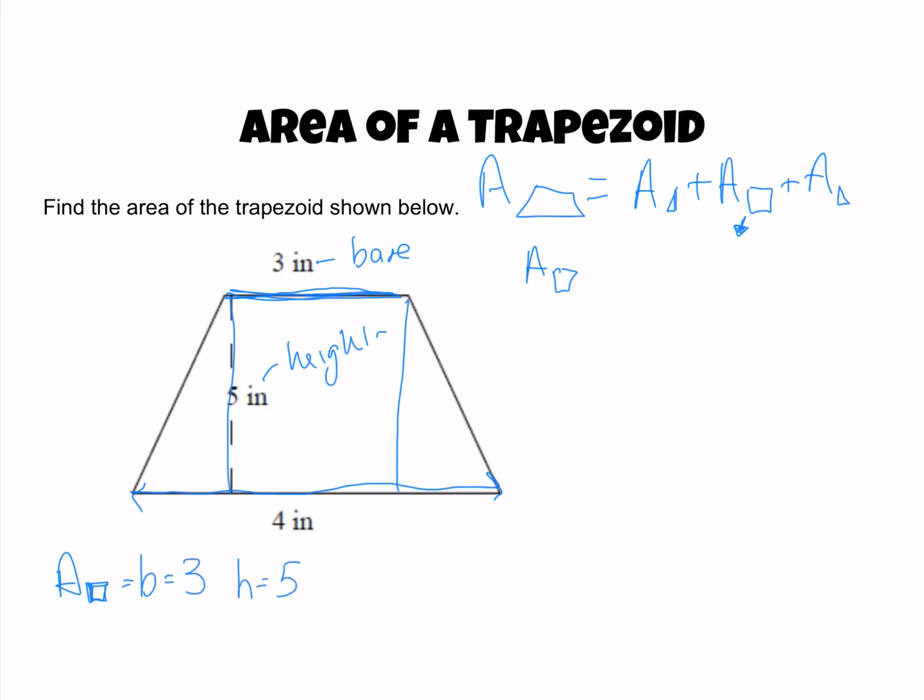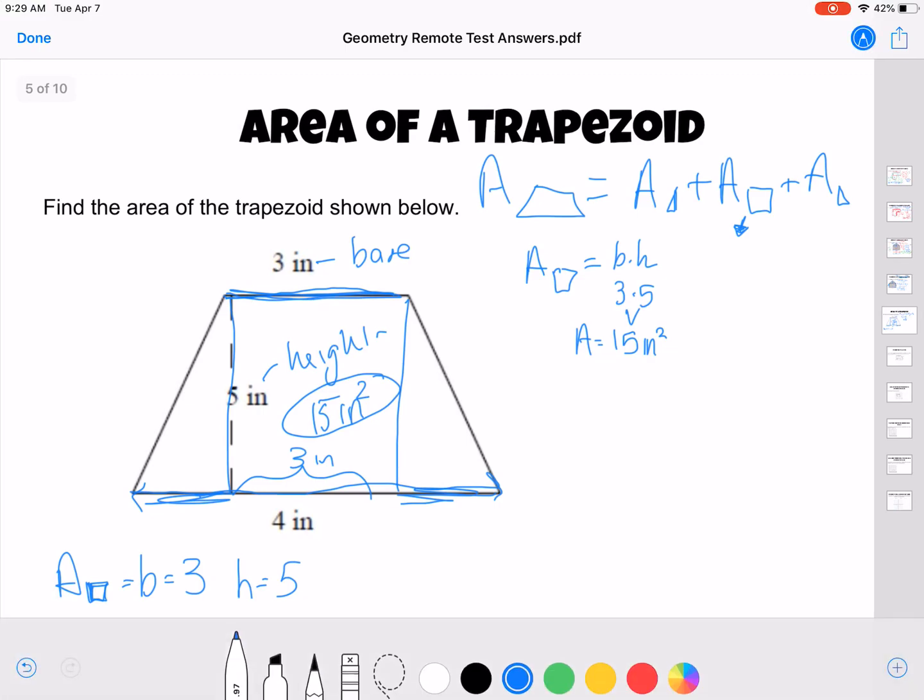Now, I'm not using this 4 because the 4 includes this side here and this side here, but I am going to make a note that this here is 3 inches. So I'm going to now plug in. I know my formula for area of a rectangle is base times height. I just found that my base is 3 and my height is 5. So I know that my area is 15. I'm talking about area, so I'm talking about square units. So 15 square inches. I'm even going to write it in there that this is 15 square inches.